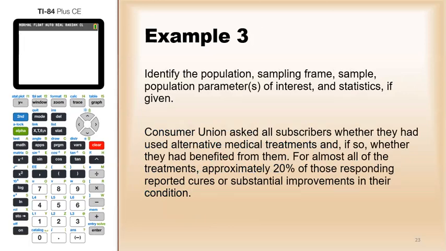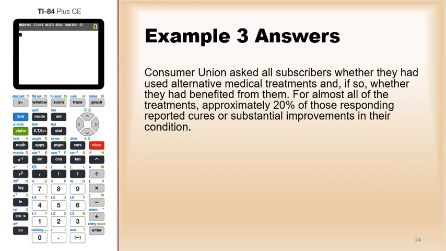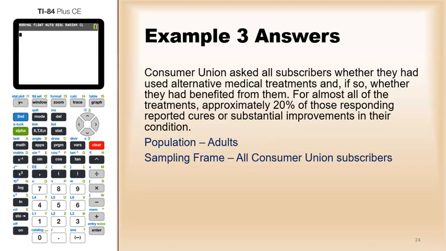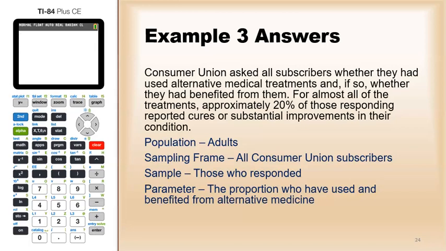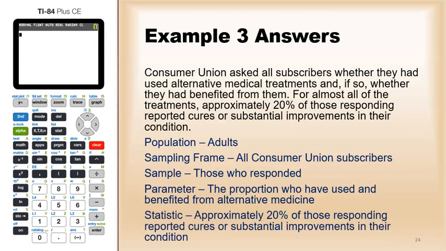Okay, one more. Consumer Union asked all subscribers whether they had used alternative medical treatments, and if so, whether they had benefited from them. For almost all the treatments, approximately 20% of those responding reported cures or substantial improvements in their condition. So the population would be adults. Specifically, the sampling frame is all Consumer Union subscribers. And the sample would be those who responded. So not everyone responded, just those who did. The parameter we're looking for is the proportion of those who have used or benefited from using alternative medicine. In this case, we have a statistic. From our sample, we found that approximately 20% of those responding reported cures or substantial improvements in their condition.